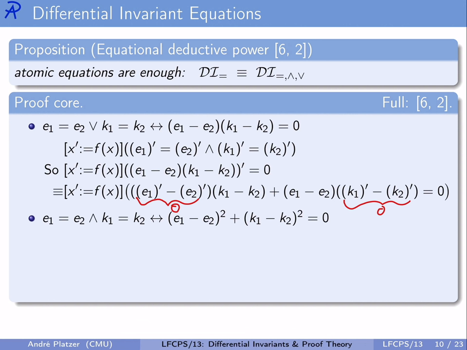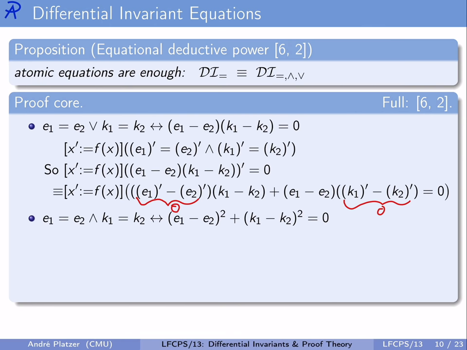Let's do the exact same idea for the conjunction case, where we assume that this is a differential invariant, in particular its differential will be provable in the particular ODE we care about, and then let's use that to prove that that one has a provable differential as well.